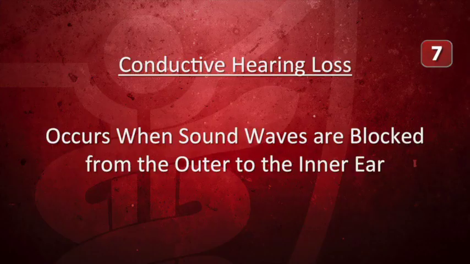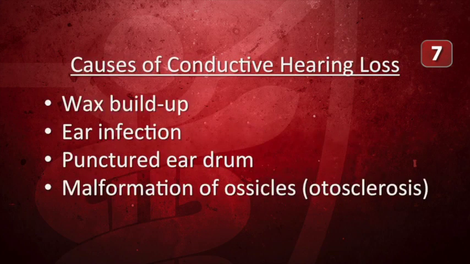So first we have, what is a conductive hearing loss, and what are some of the causes? Well, this occurs when sound waves are blocked from the outer to the inner ear. So this is caused by just wax buildup, which happens pretty commonly. An ear infection, which we just talked about, can happen. A punctured eardrum could also result in this hearing loss. And then malformation of the ossicles. Sometimes we refer to this as otosclerosis.